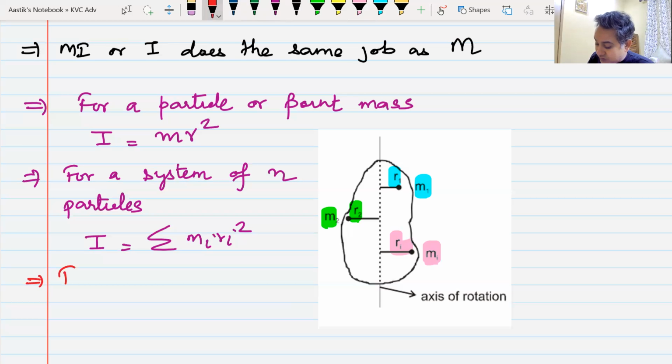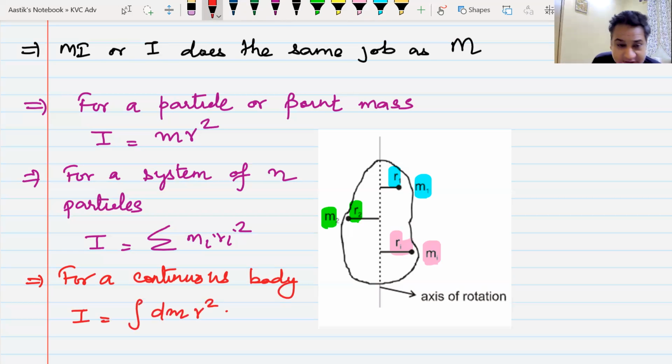For a continuous body, this is not a system of particles, this is a continuous body, moment of inertia I will be the integral of the small mass dm into r square. Do we understand this? Yes or no?